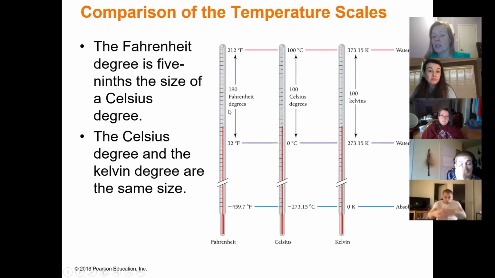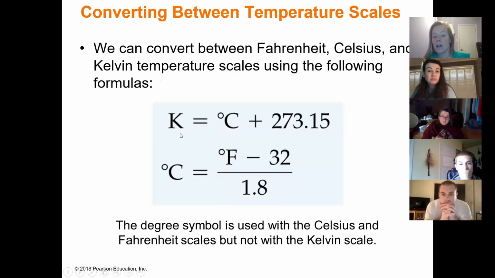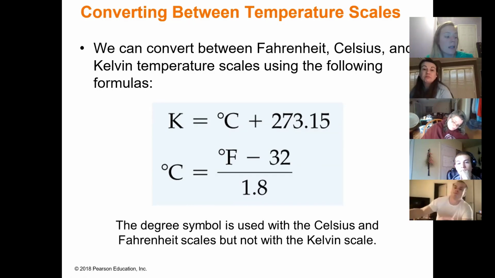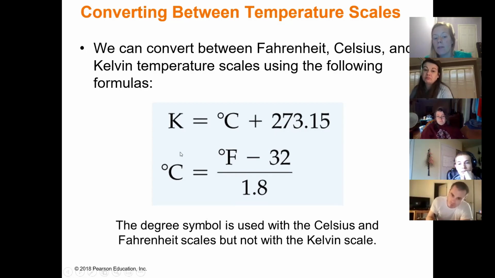So there's a calculation to convert between Celsius and Fahrenheit. This is one of them. The top one is for Kelvin and Celsius. So if you want to get Kelvin from Celsius, all you do is add 273, or in this case, they did 273.15. It's a little bit more complicated for Celsius.